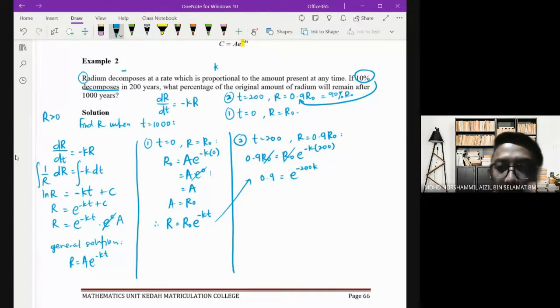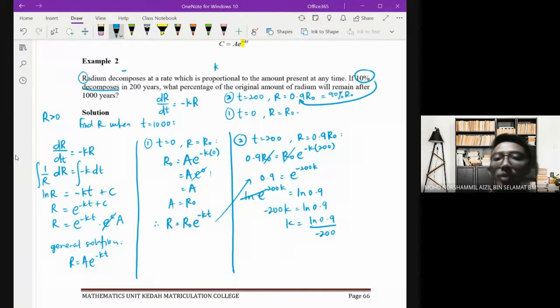What do we do next? We add on ln both sides. I bring this one to the left side first, 0.9 to the right hand side. I add on ln both sides. ln 0.9. So what happened? ln and exponential can be cancelled off. That leaves us with minus 200k equals ln 0.9. So k is ln 0.9 over minus 200. So this is your k, guys.